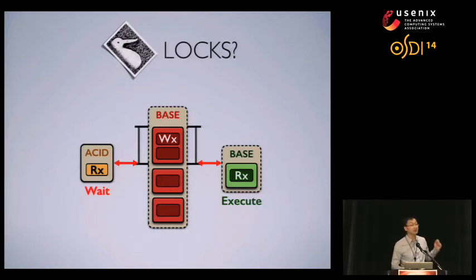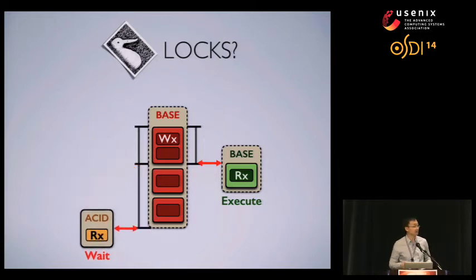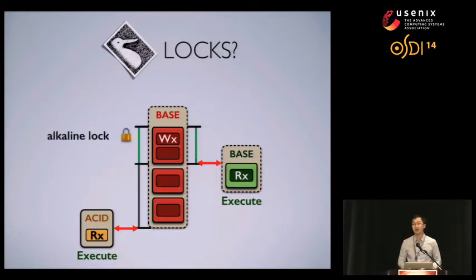Remember that SORT isolation requires that to ACID transactions, a base transaction looks like a single monolithic transaction. As a result, this ACID transaction has to wait until the end of the entire base transaction. This is where the new types of locks come to the fore. We introduce alkaline locks to protect alkaline transactions from both ACID and base transactions. And we use saline locks to protect the rest of base transactions from ACID transactions.